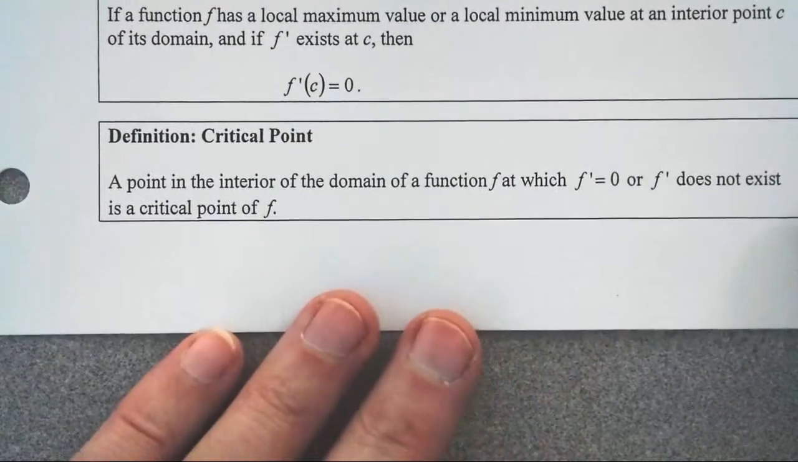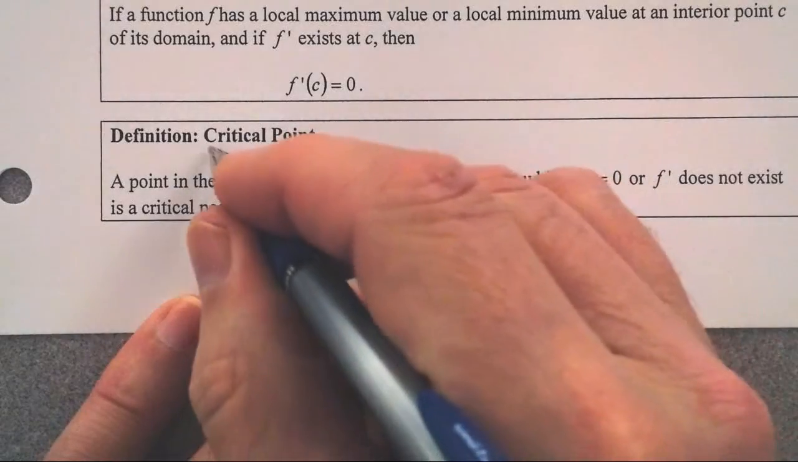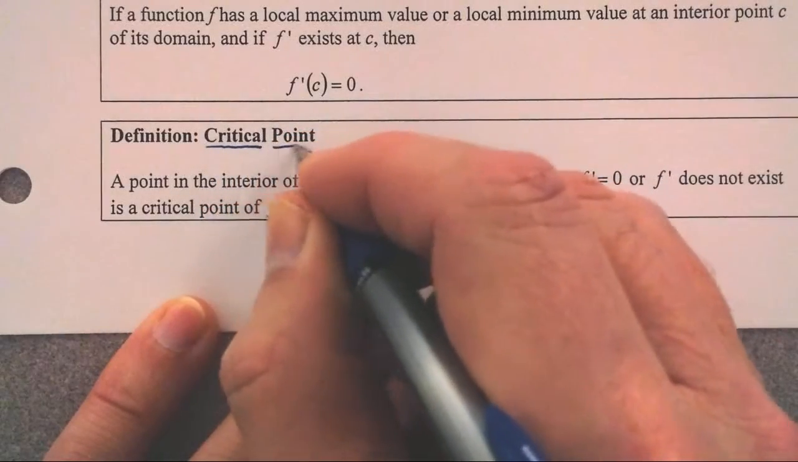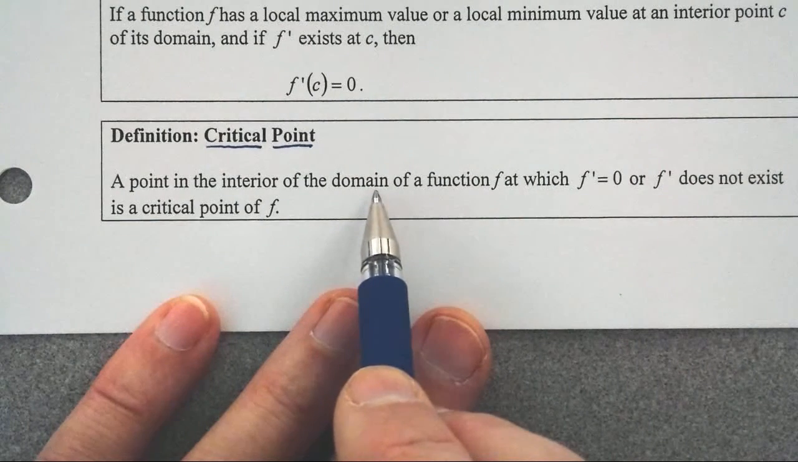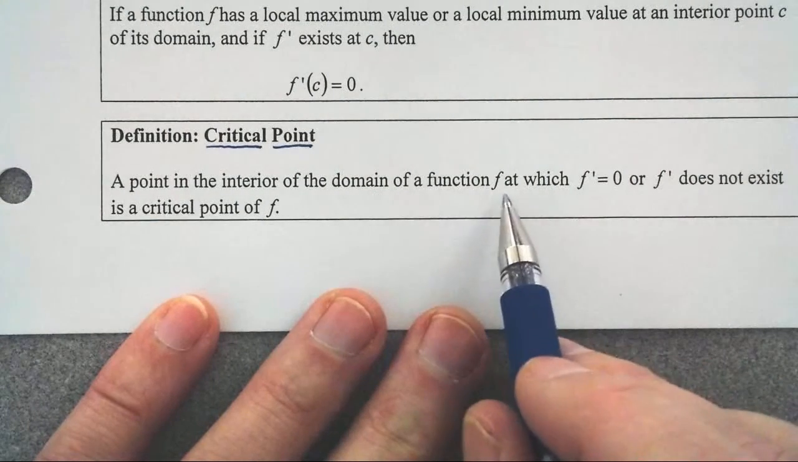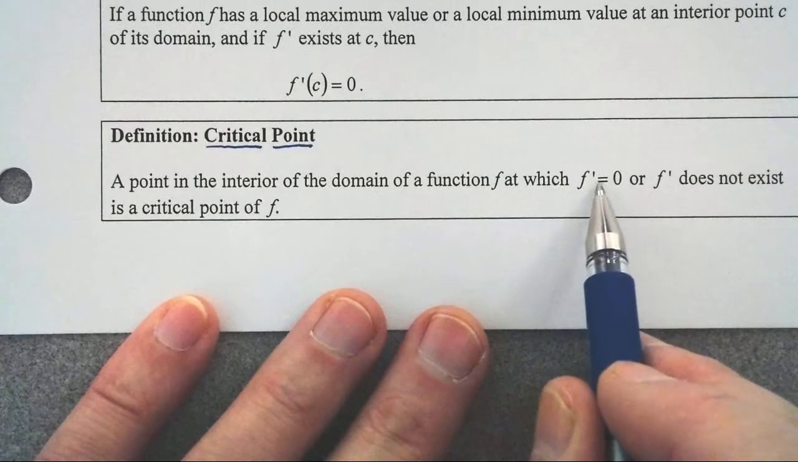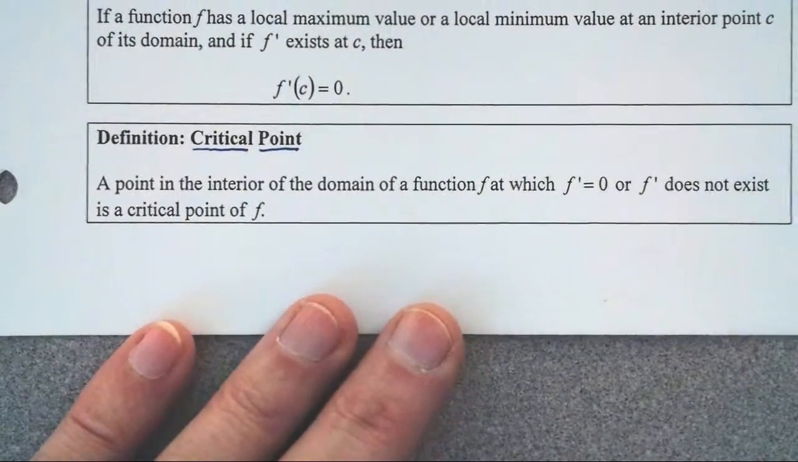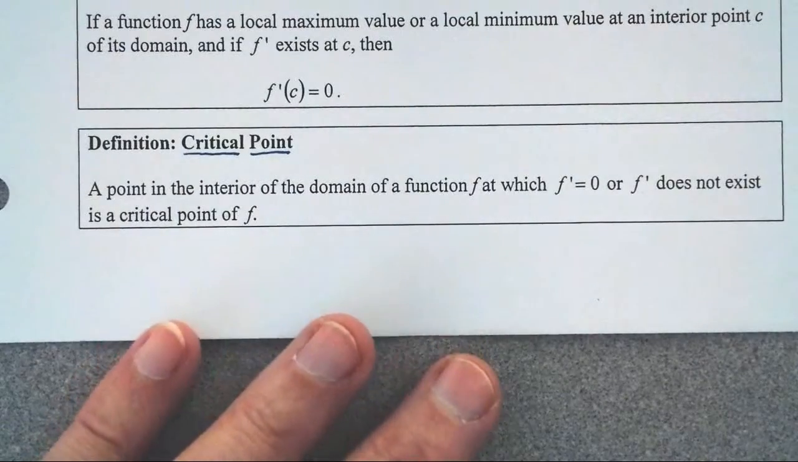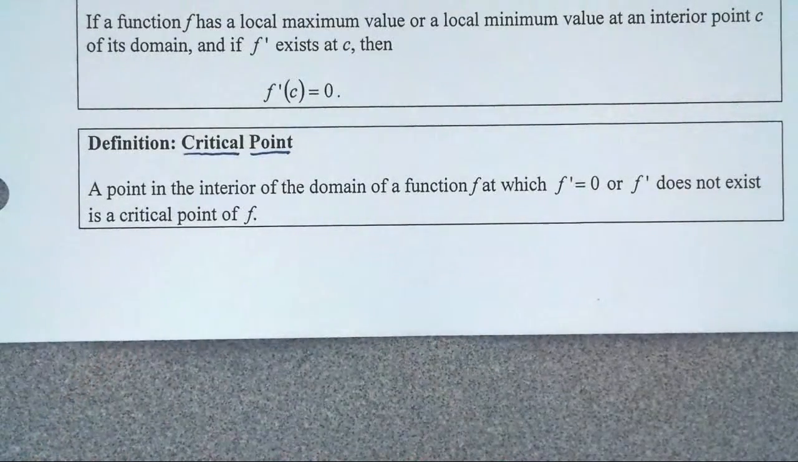So let's look at critical point. This is a term we're going to use quite a bit. Hey, find the critical points. A point in the interior of the domain, so not at the endpoints, of a function f at which the derivative is equal to 0 or the derivative does not exist is a critical point. Great name for them, because those are going to be critical for what we're doing in Chapter 5.